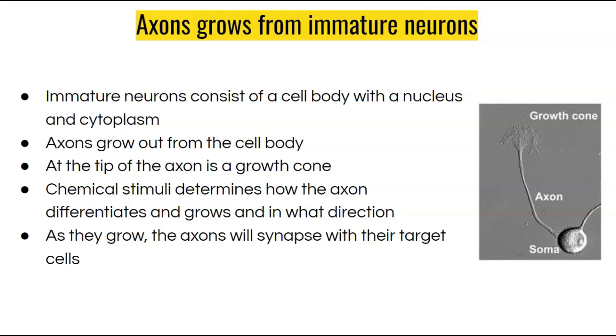So they will make a connection with whatever cell they have been tasked to interact with, whether it's the tip of your finger so that you know to bend your finger, or if it's your eyelid to know that you are sending a message to blink. Whatever it may be, the axons will eventually synapse or make that connection with their target cells.